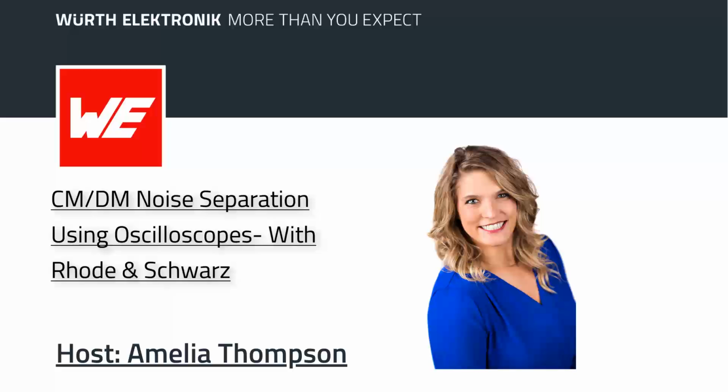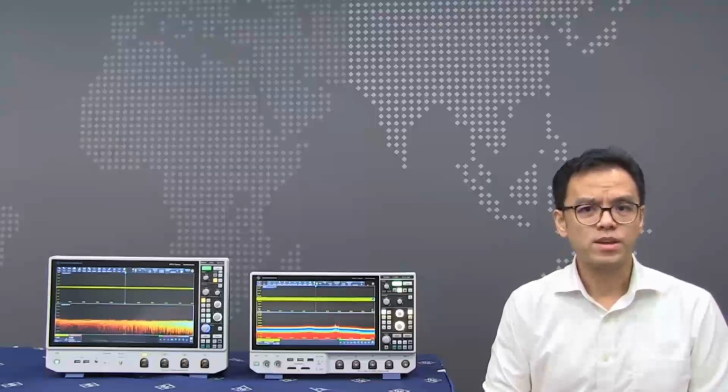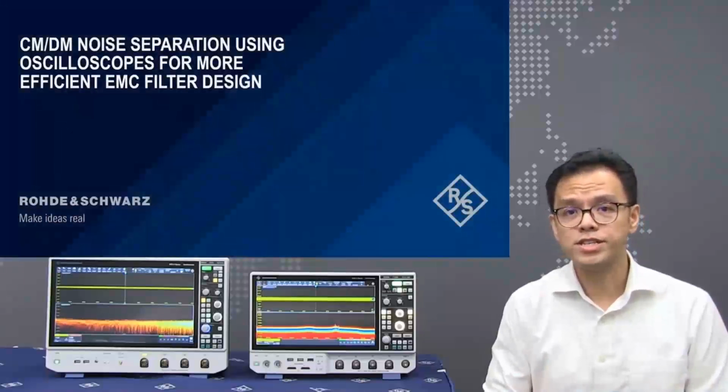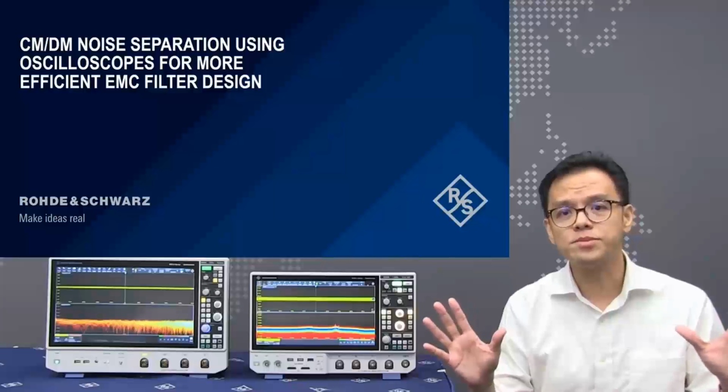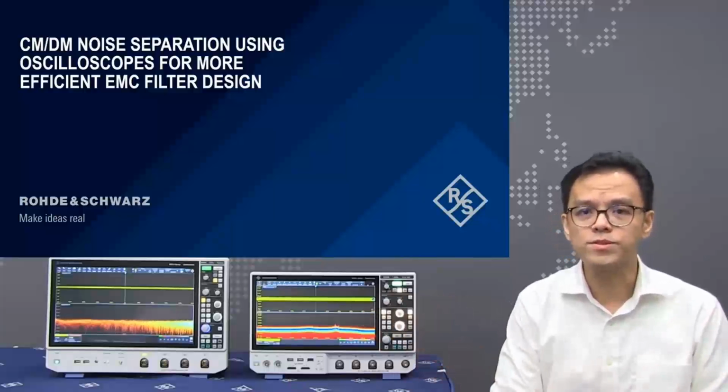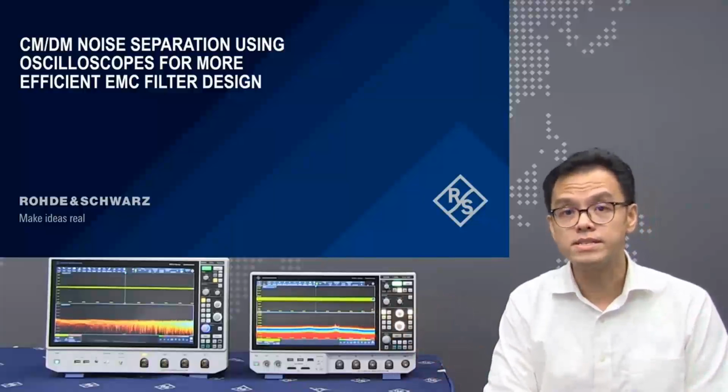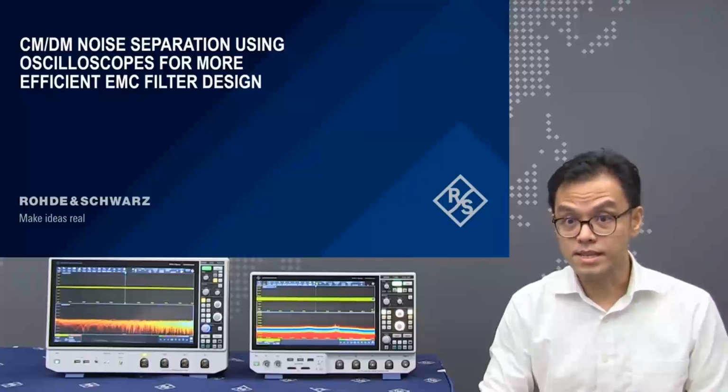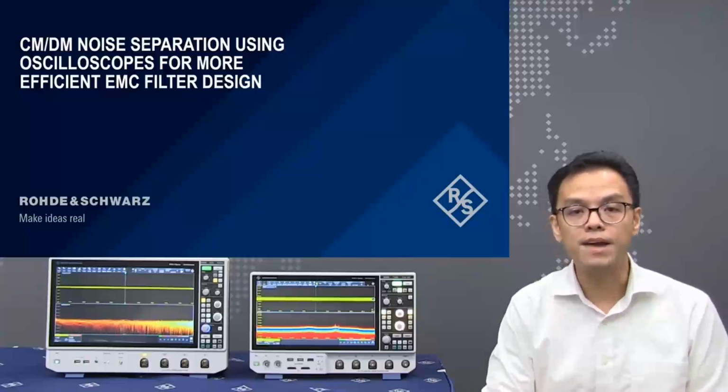In today's episode, we'll discover just how to separate the noise. We'll also give some practical measurement examples which demonstrate the iterative filter design process. Our focus today revolves around the separation of common mode and differential mode noise using an oscilloscope to enhance EMC filter design, resulting in faster and more efficient outcomes.